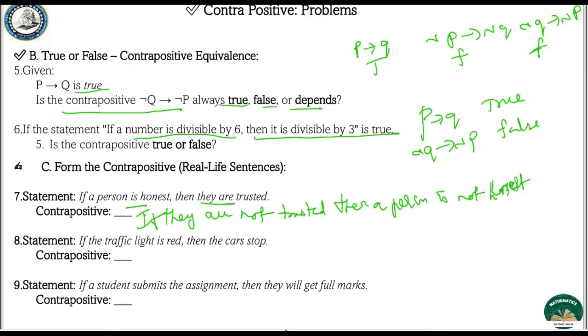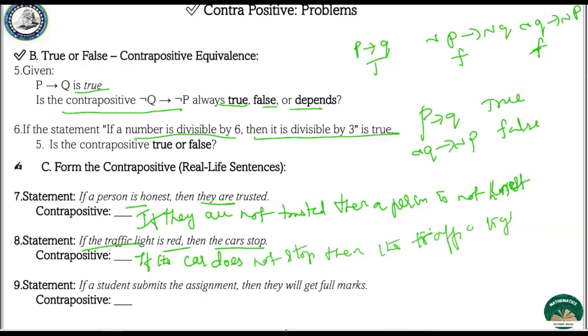If the traffic light is red, then the car stops. If the car does not stop, then the traffic light is not red. Hope you can write now.